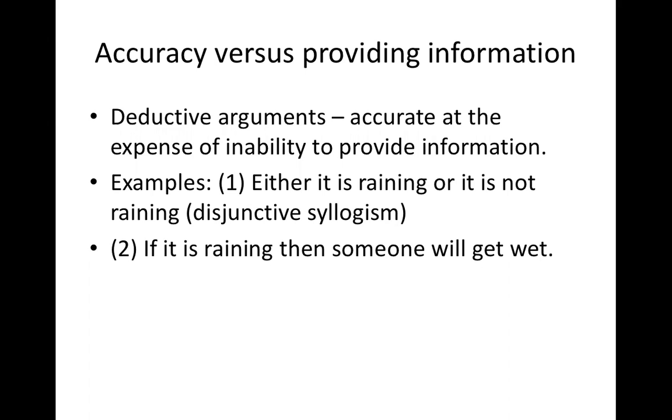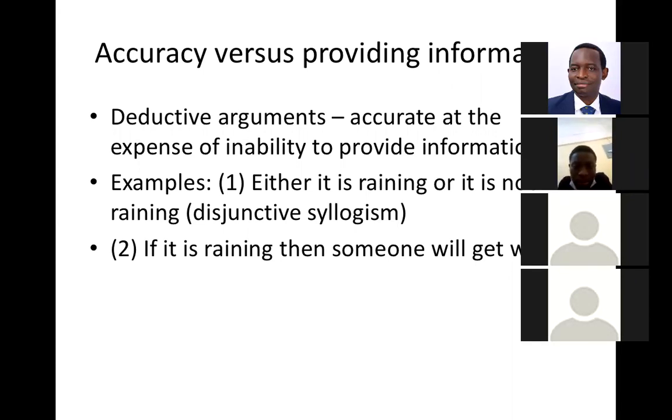For example, either it is raining or it is not raining. This is a disjunctive syllogism. Now, this argument is always correct. If it is not raining right now, the argument is correct. If it is raining right now, the argument is still correct. So whether it is actually raining or not, this argument will always be correct. But does it provide you any information about whether it is raining? It doesn't. So that's why we say deductive arguments are accurate at the expense of the inability to provide information. Deductive arguments don't really provide you with new information about the world. They just recycle old things that are correct.